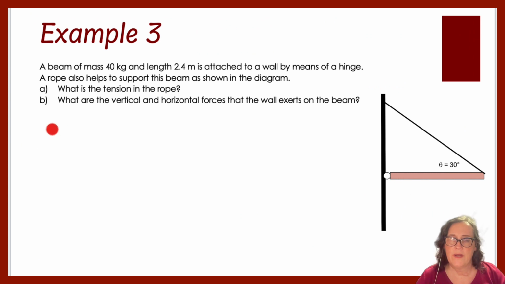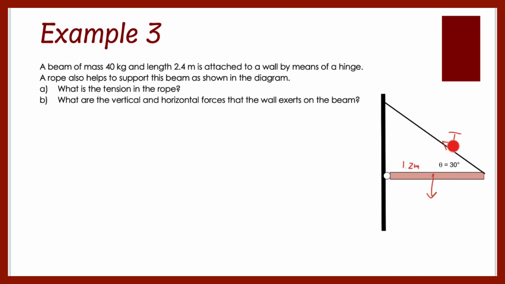So here we are in example 3. We have a mass of 40 kilograms and the length is 2.4 meters. So we are going to assume its center of mass is going to be right here in the center. So this would be a radius then of 1.2 meters. We have our tension pulling up and it's supporting our beam. And it's asking for us to calculate this tension.